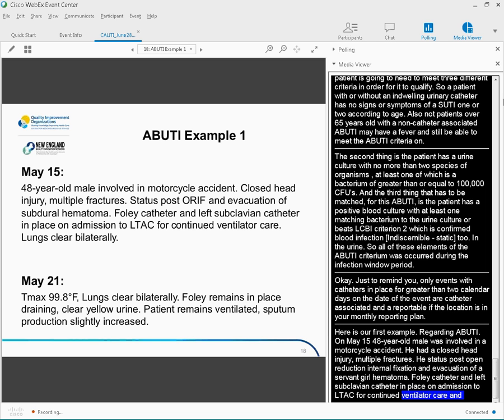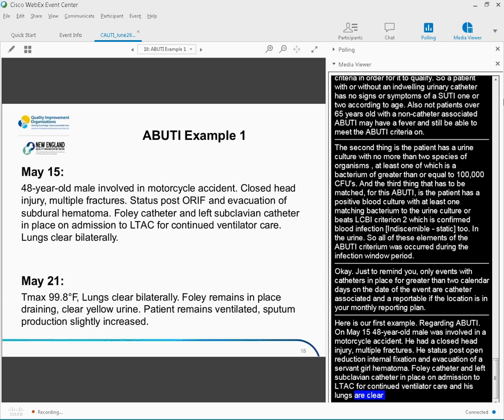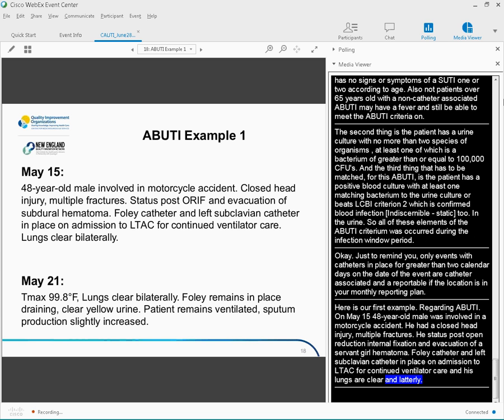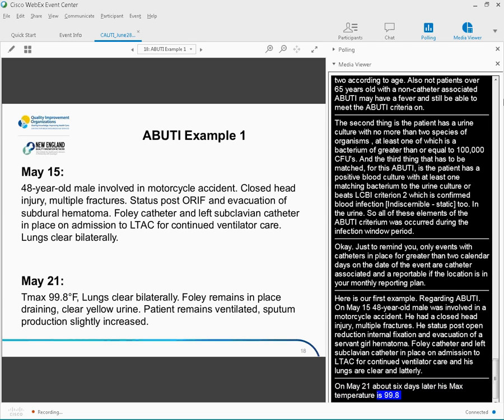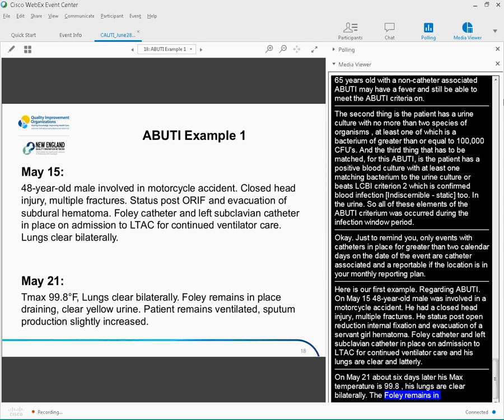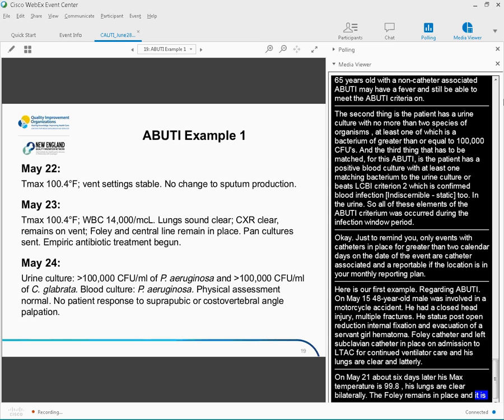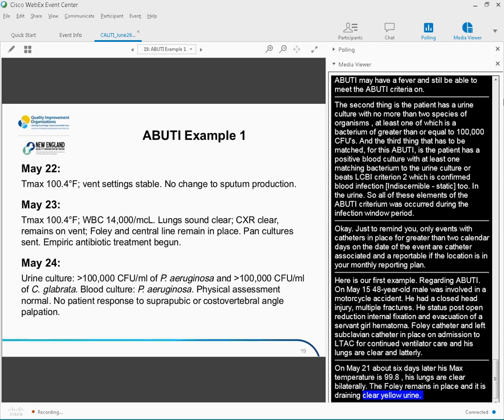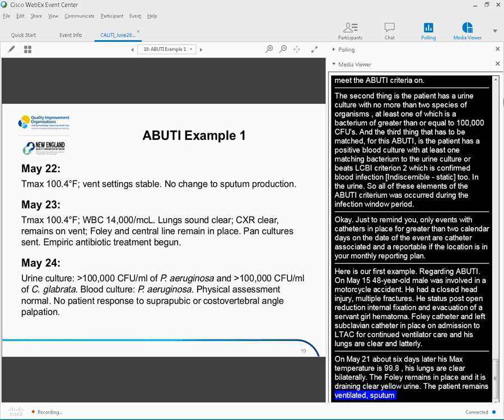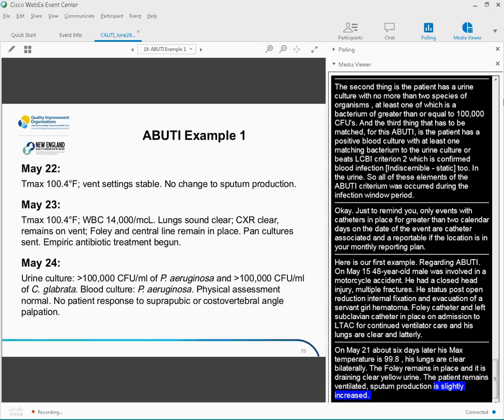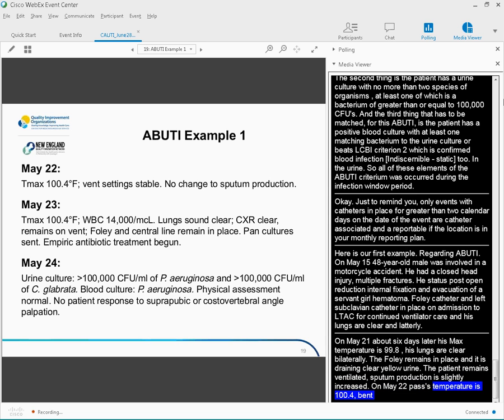On May 21st, about 6 days later, his max temp is 99.8. His lungs are clear bilaterally. The Foley remains in place and is draining clear yellow urine. The patient remains ventilated, though his sputum production is slightly increased. On May 22nd, his max temp is 100.4. Vent settings remain stable. No change to sputum production.